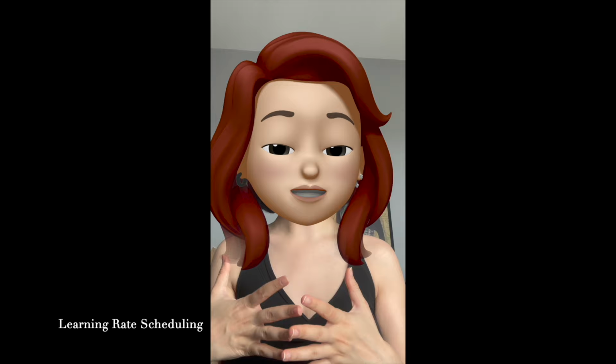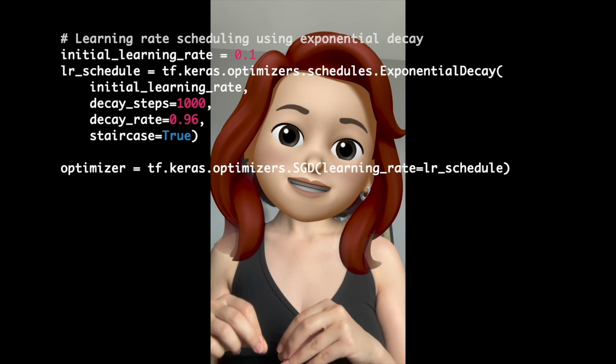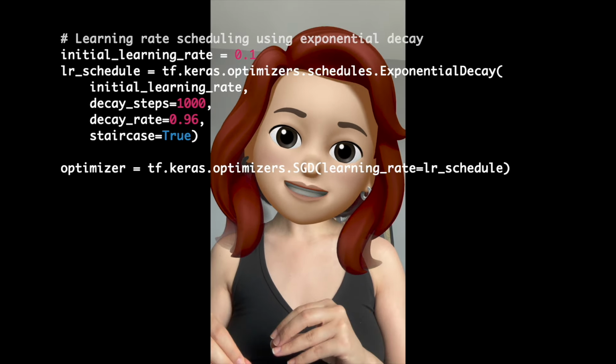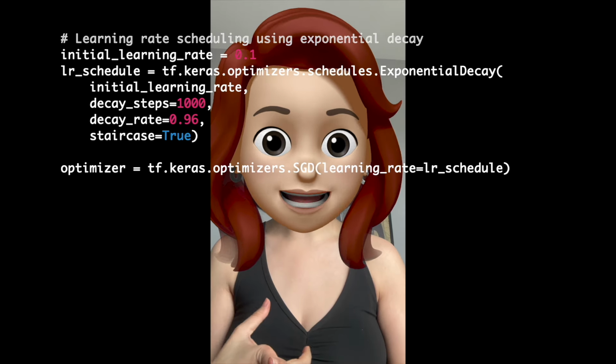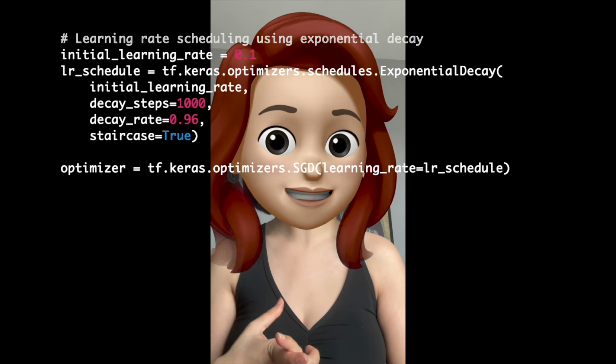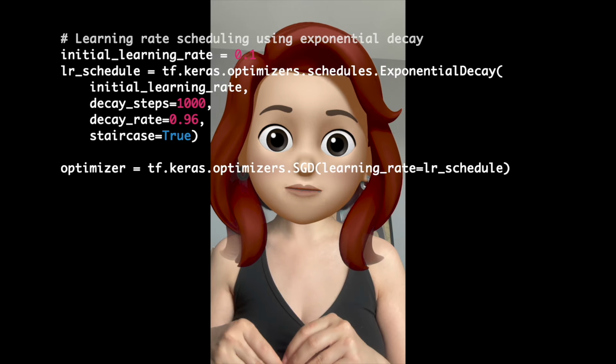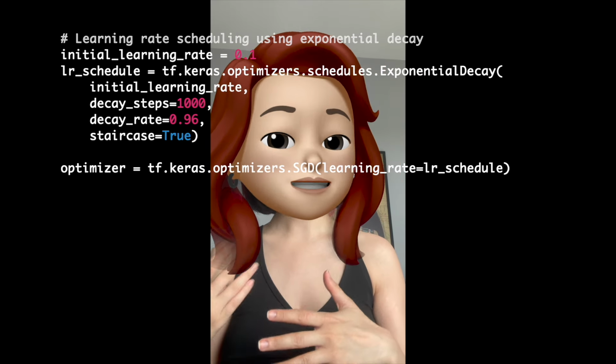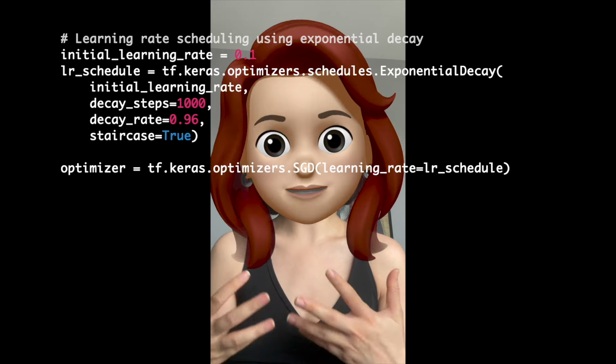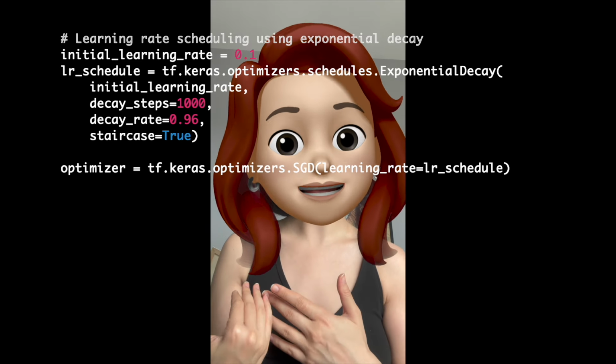Learning rate scheduling. Adjusting the learning rate during training can improve convergence and prevent oscillations. Common strategies include exponential decay, step decay, and adaptive methods like the Adam optimizer.